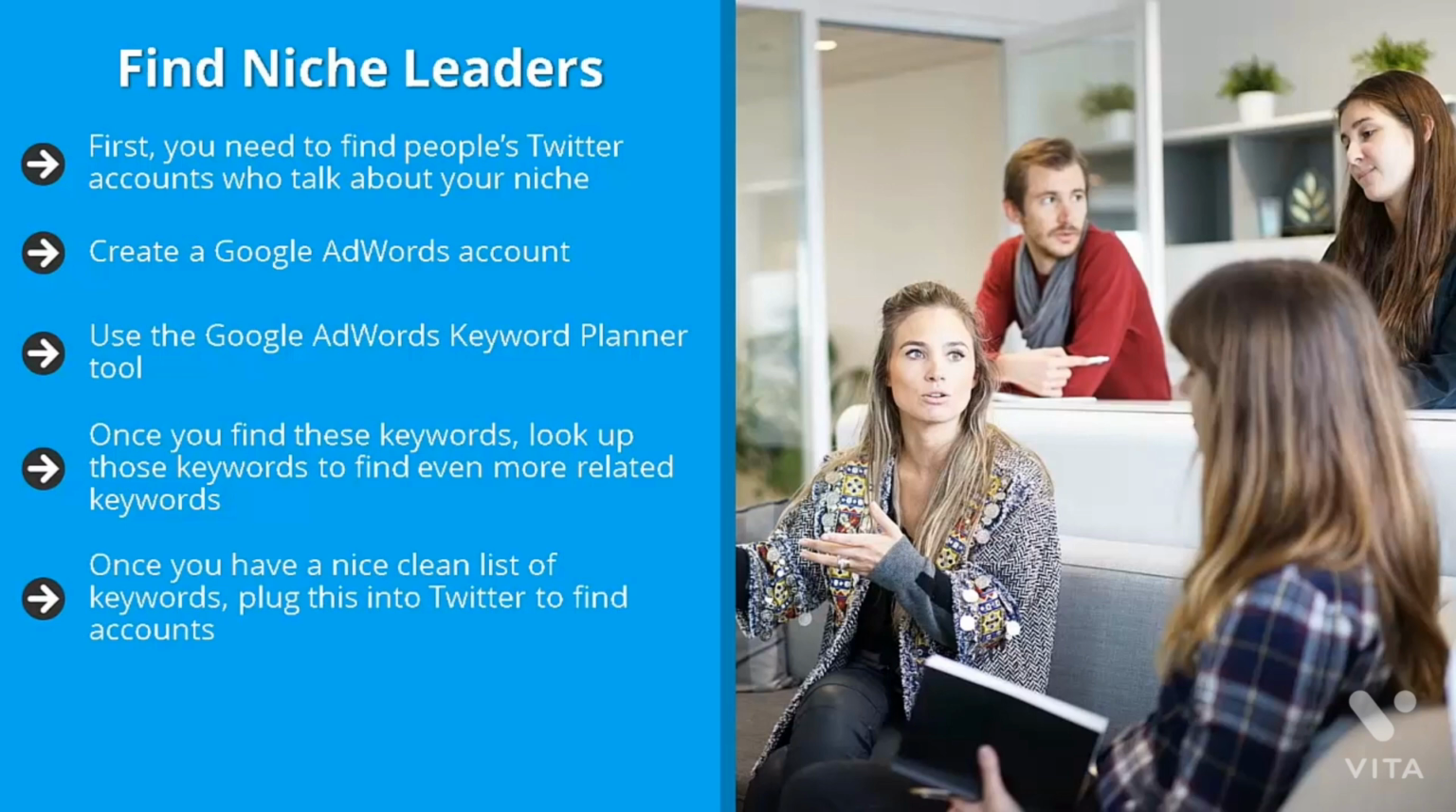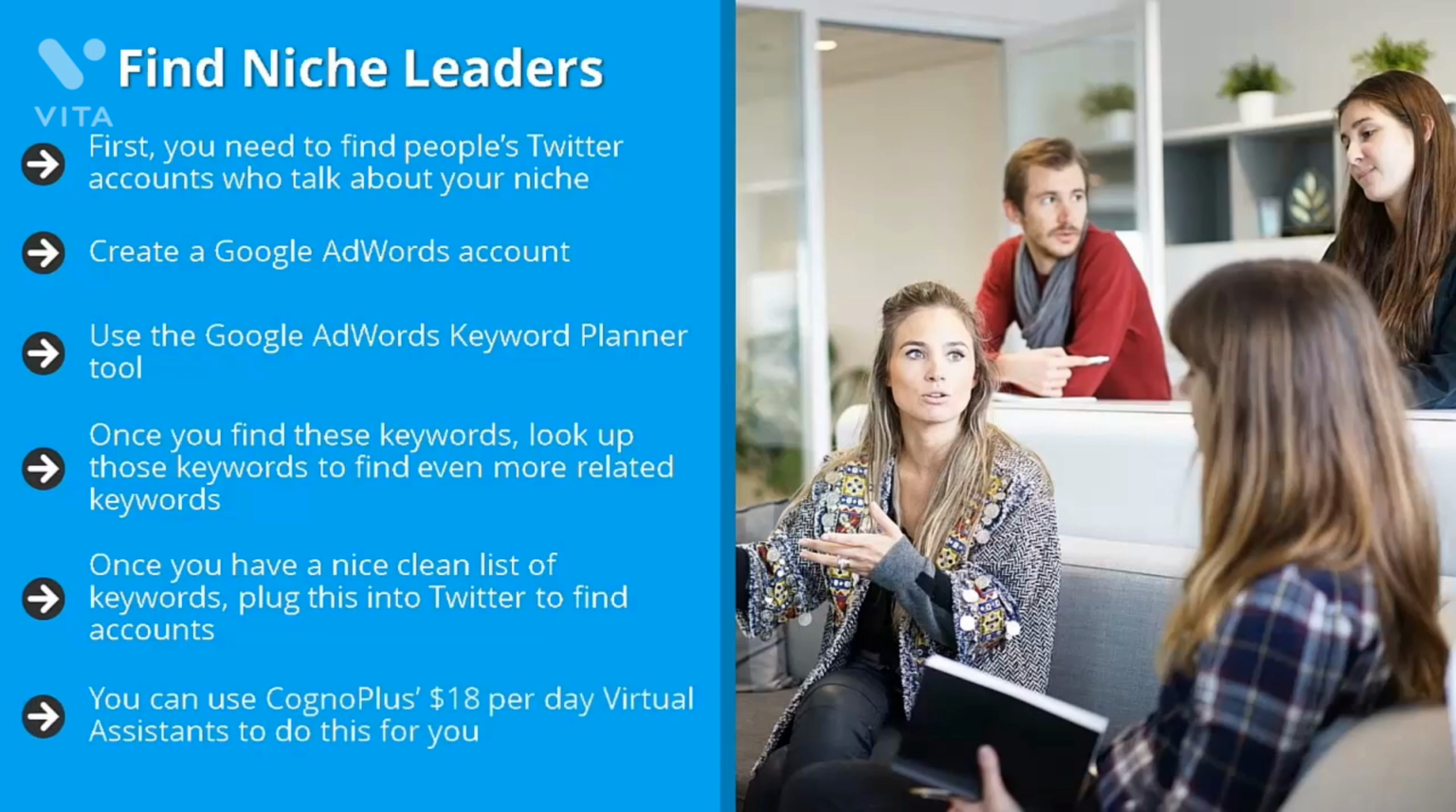Once you have a nice clean list of keywords, plug this into Twitter to find accounts. There's a shortcut to this. You can use Congo Plus's $18 per day virtual assistants to do this for you. For only $18, you get a person's full 8-hour day of labor. This person can use Google AdWords for you, find the right keywords, filter the keywords, go through Twitter, find the accounts, get the hashtags, and follow those accounts.